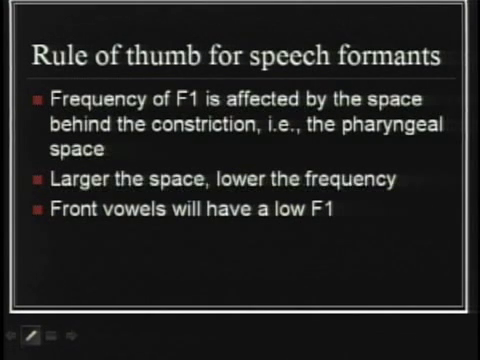Now, ah, you practically feel like you're swallowing your tongue. It is so far back in the pharyngeal space. There's a tiny little space behind the constriction. If you picture the ah, the tongue is very, very low, practically back against the pharyngeal wall. Extremely small pharyngeal space. So for ah, F1 is going to be very high. The space behind the constriction, wherever the tongue is, the pharyngeal space, is going to determine the frequency of F1.